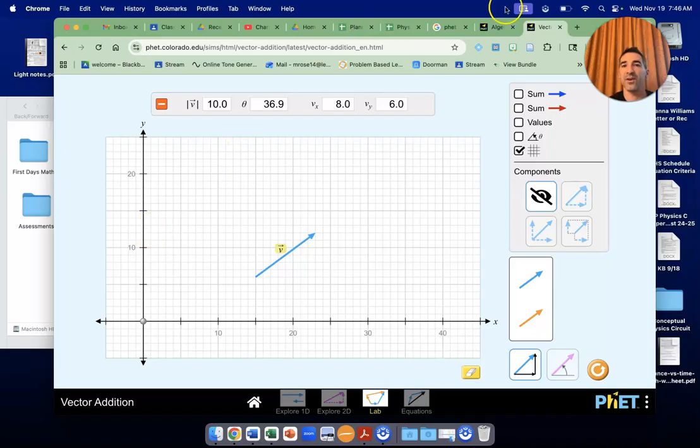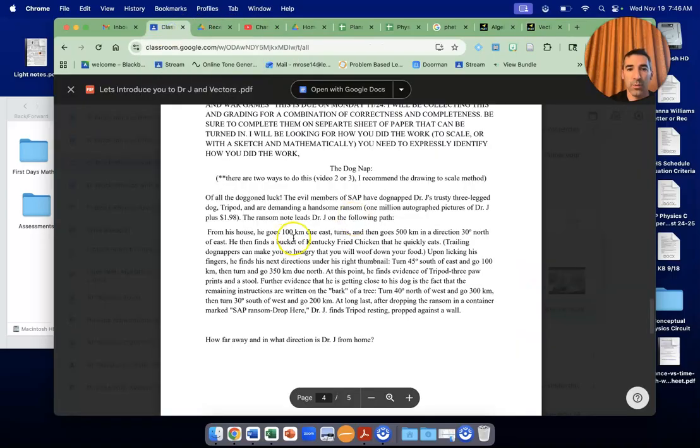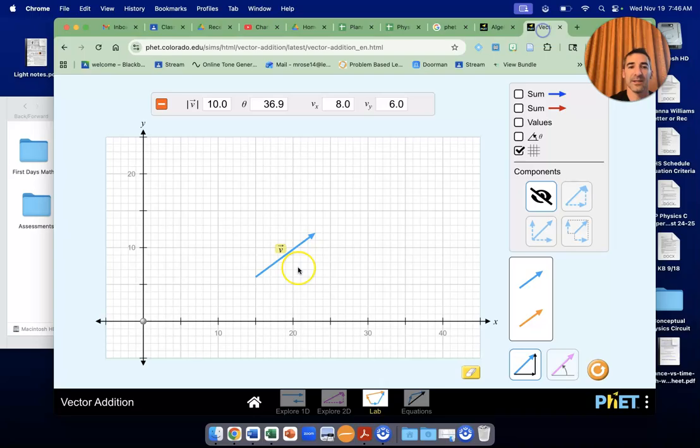So that first vector direction was 100 kilometers due east. So whatever my scale is, I'm going to pretend that it is just on the bottom here. This 10, I'm going to say one box is 1 kilometer. And let's see, east is going that way. So I'm going to take my vector, I'm going to put it right here because that's where I want to start. And I'm going to say it is 10 kilometers due east.